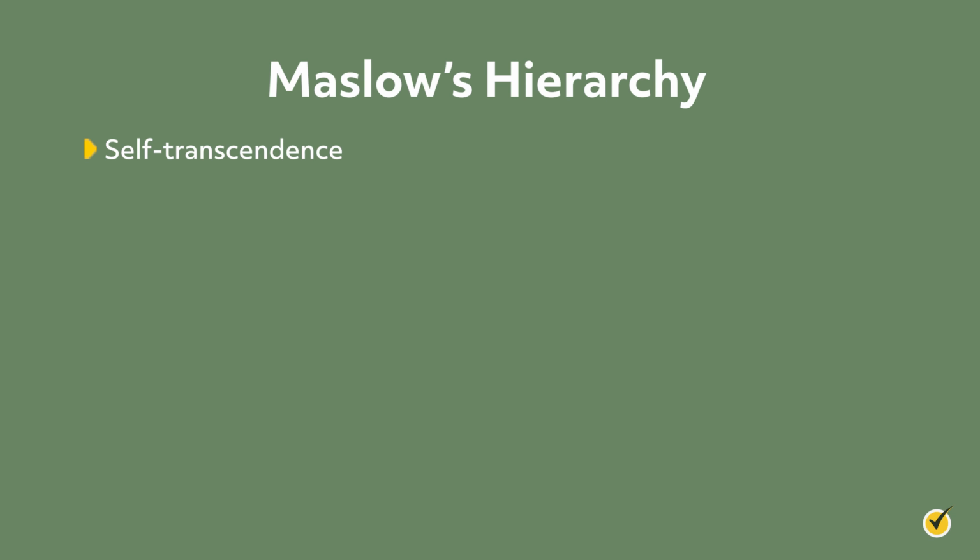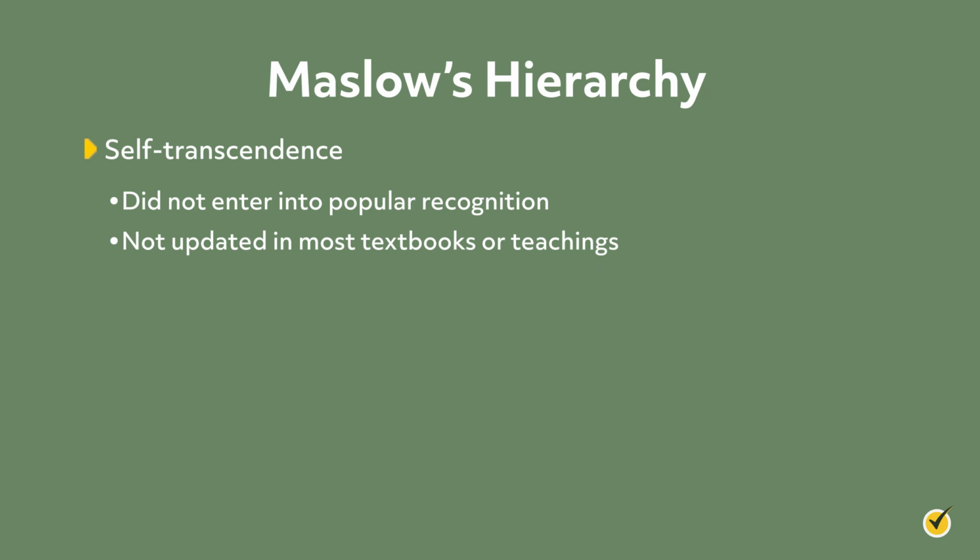There have been a few attempts to update the pyramid, but so far, the original hierarchy published in 1943 is the most commonly referenced and taught, despite the fact that Maslow continued to research and refine the pyramid over several decades. In 1969, Maslow revisited the hierarchy and added a motivational step beyond self-actualization, which he called self-transcendence. This change did not enter into popular recognition, so the hierarchy was not updated in most textbooks or teachings.